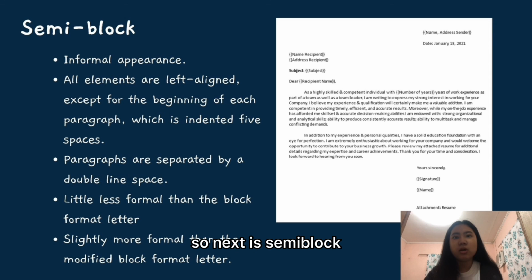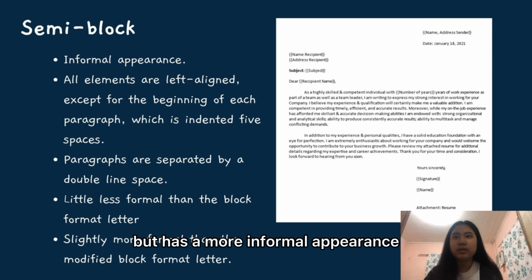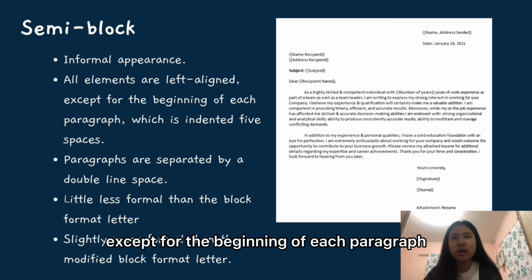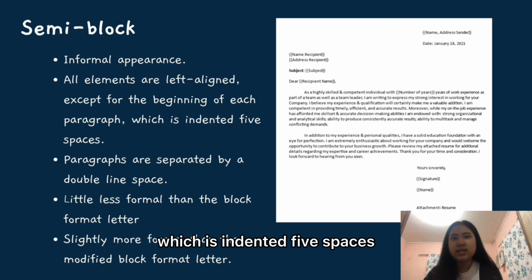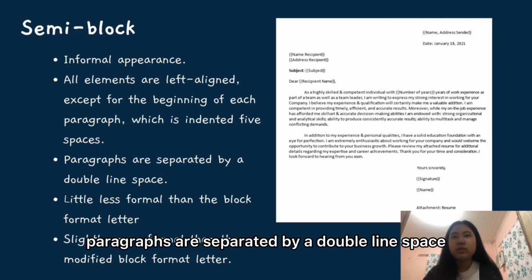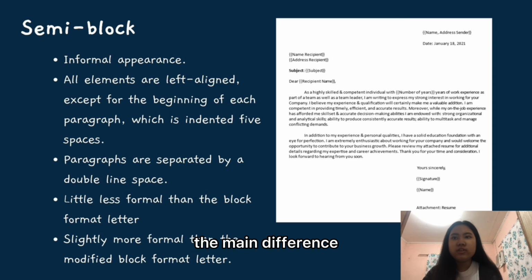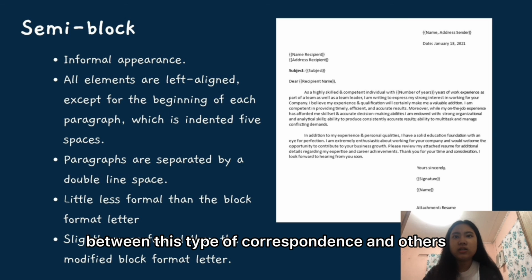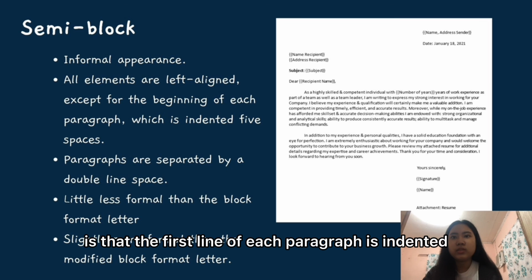So next is semi-block. Semi-block is similar to block but has a more informal appearance. All elements are left aligned except for the beginning of each paragraph, which is indented 5 spaces. Paragraphs are separated by a double line space. The main difference between this type of correspondence and others is that the first line of each paragraph is indented.